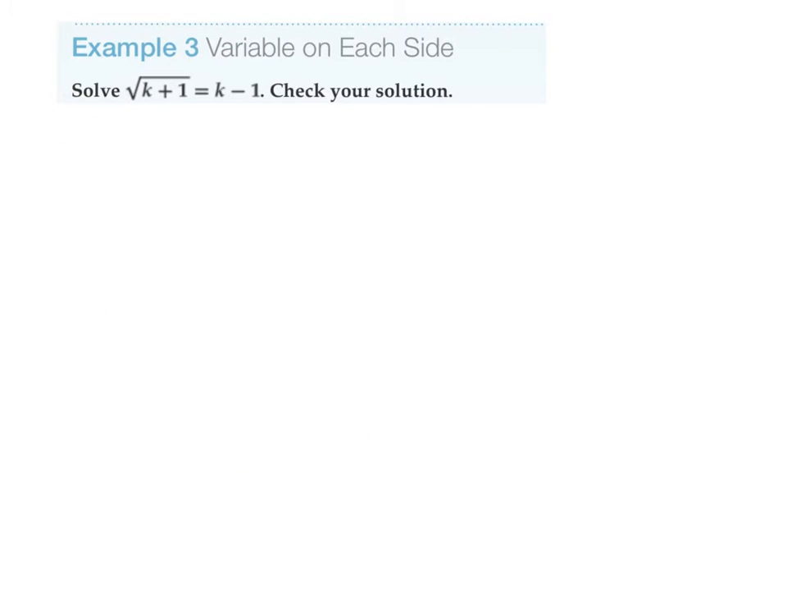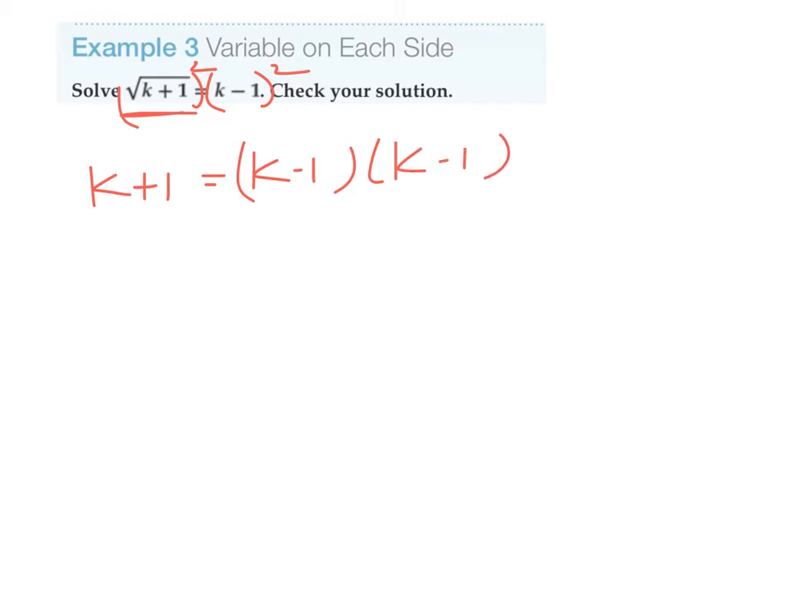So when the radical is already by itself, I'm going to square both sides. Square both sides. And that gets rid of the radical, so it's just k plus 1 on the left. But on the right side, I get a FOIL problem. So k minus 1 times k minus 1, which I multiply out, which will be k squared, then negative k, negative k, and then negative 1 times negative 1 is positive 1.